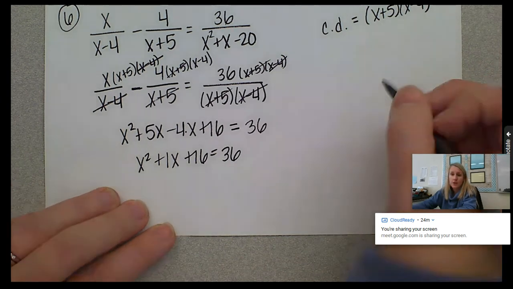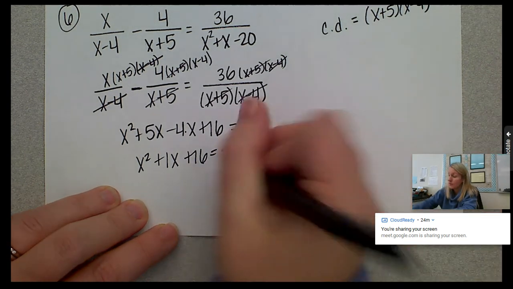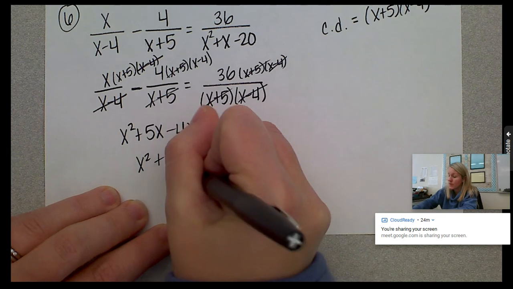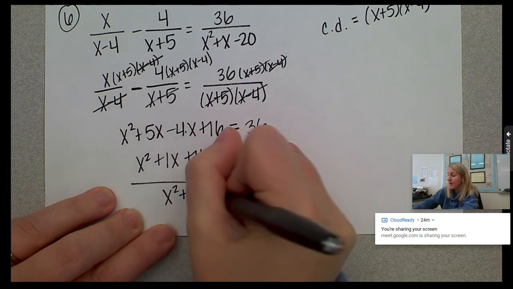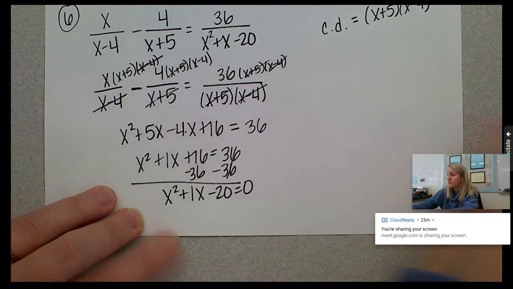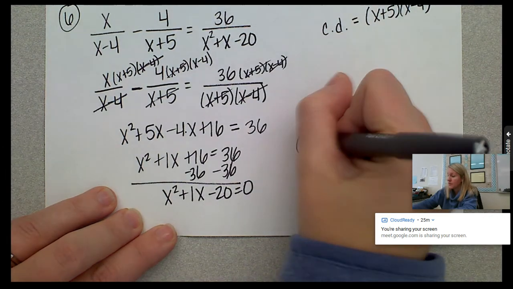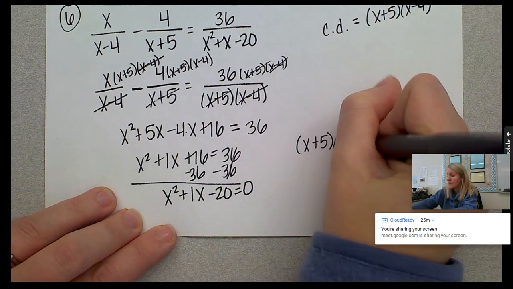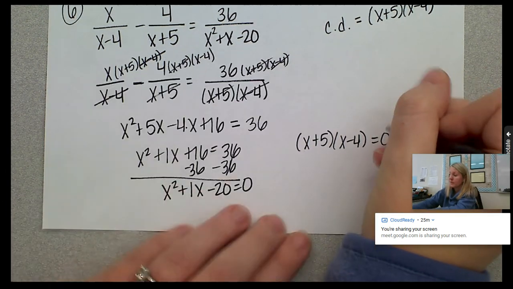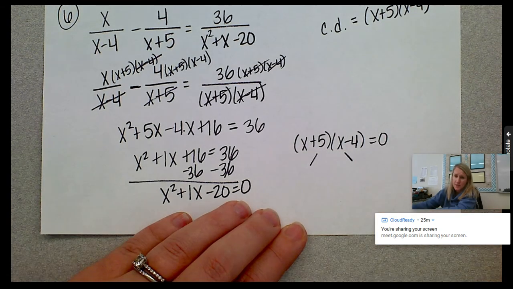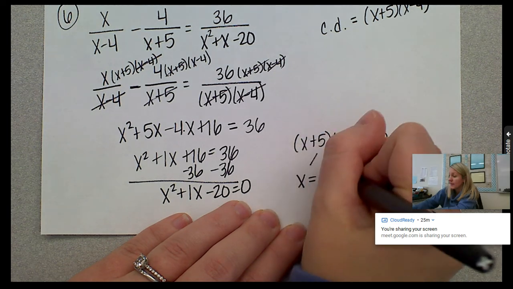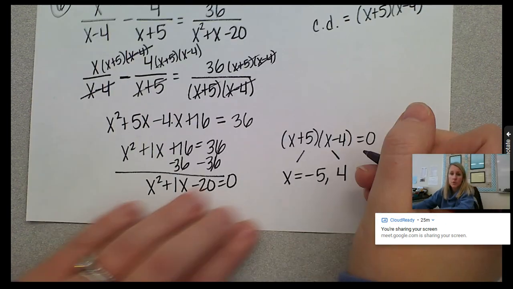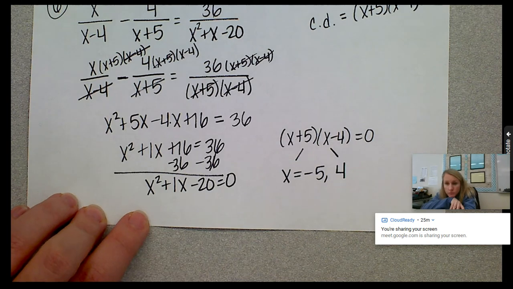In order to solve by factoring, you do need to set it equal to 0. So we're going to move this 36 over here, and I'll be left with x squared plus 1x minus 20 equals 0. And now I'll factor it. X plus 5, x minus 4 equals 0. If you set these equal to 0, we've done this a million times because this is how we did our restrictions. X will equal -5 or +4.